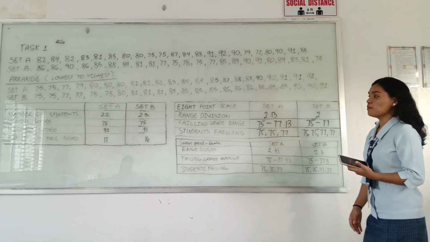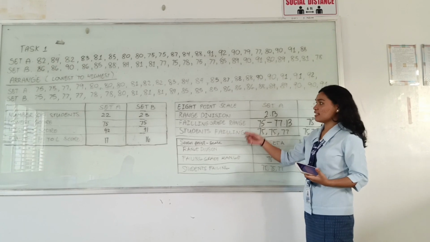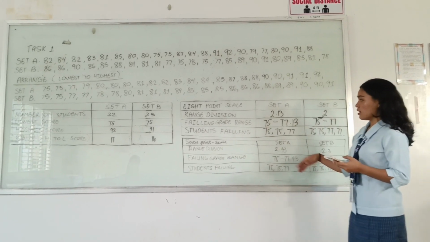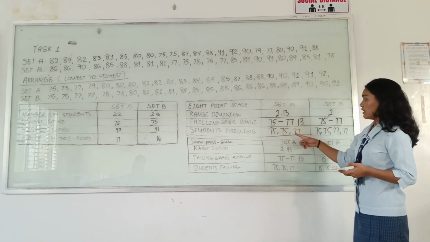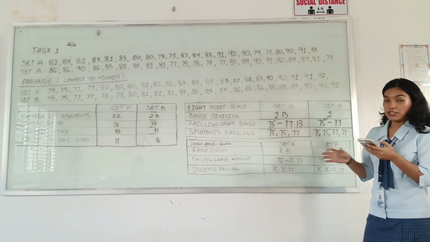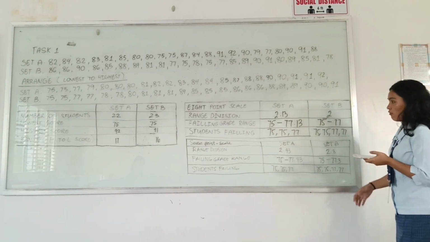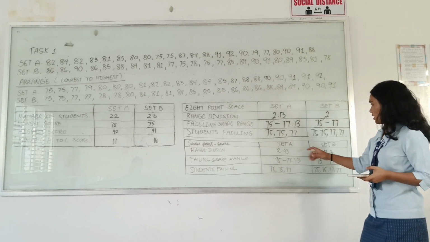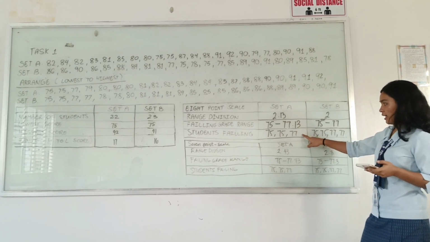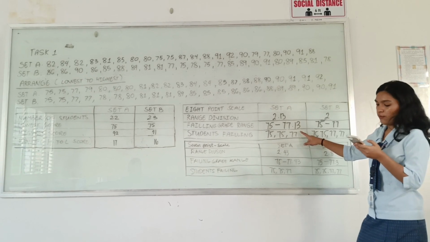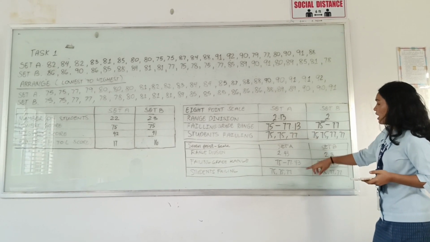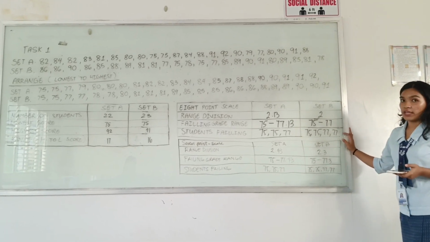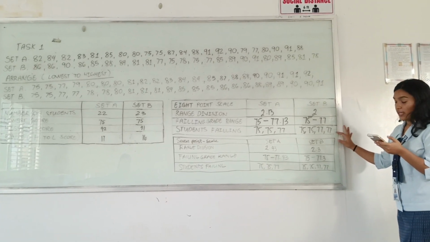In comparison, for both the 7-point scale and 8-point scale, the failing score remains within the 75 to 77 range for both sets. However, the number of failing students changes because in set A, there are 3 students who failed in both scales. And in set B, there are 4 students who failed in both scales.